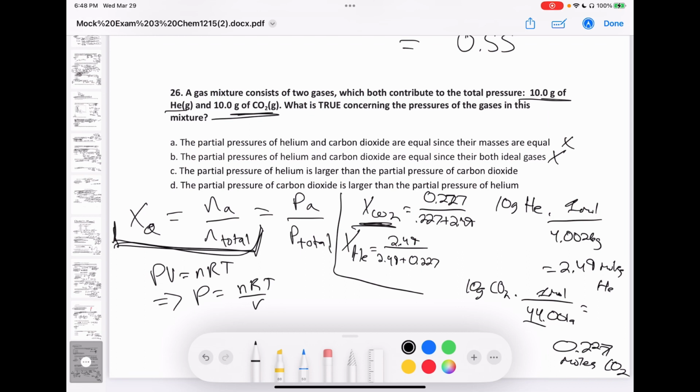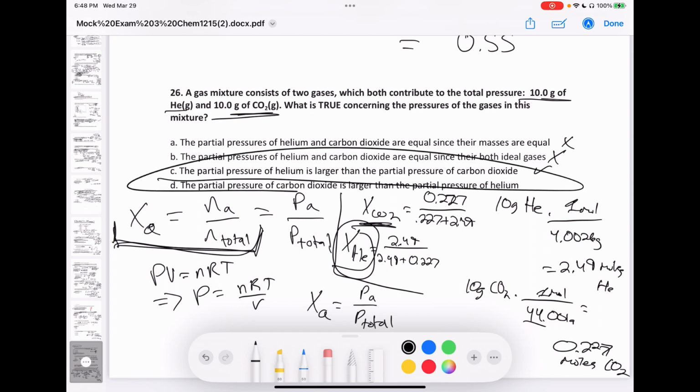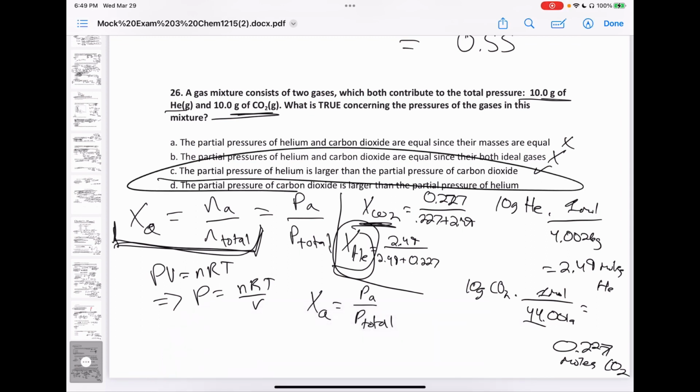Then if we look at C and D, the partial pressure of helium is larger than the partial pressure of carbon dioxide. This answer choice makes sense because you see, again, that the chi of a gas is equal to its partial pressure fraction. And we know that if the chi for helium is much larger, then that also means that the partial pressure of helium is much larger than carbon dioxide in this scenario. So answer choice C. Good luck on the test in 2 days.